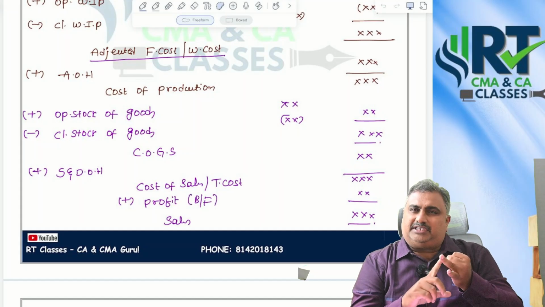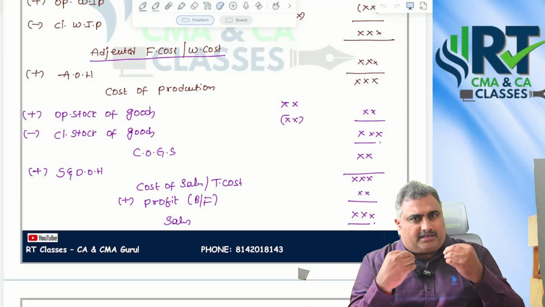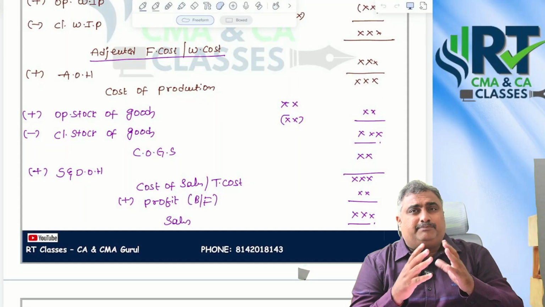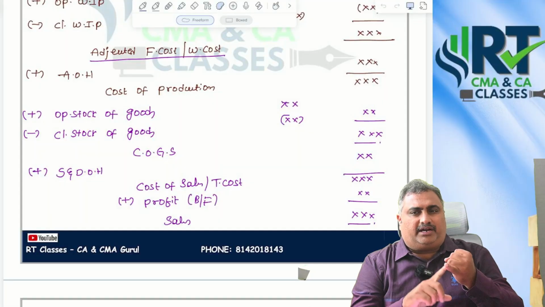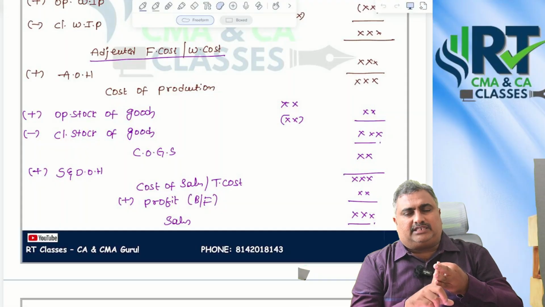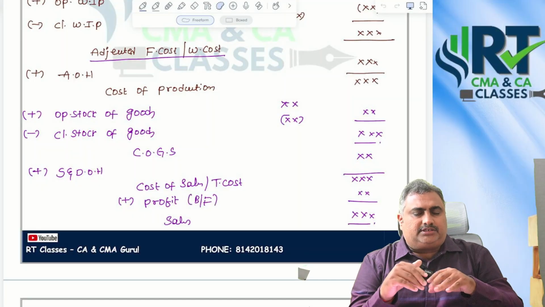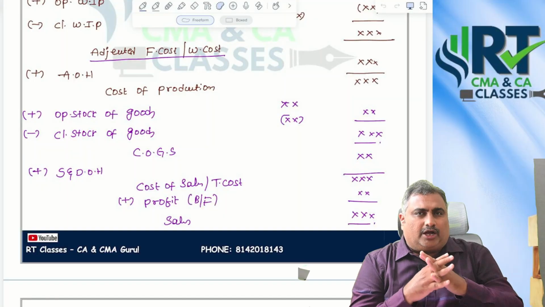Sir, what comes under selling and distribution overheads? Sales promotion, sales traveling, sales commission, advertisement, promotional expenses. If you are incurring product exhibition expenses, secondary packing, these all come under that part. Under distribution: delivery van maintenance, delivery van expenses, delivery van drivers' salaries, these kinds of things come under distribution. Once you add selling and distribution overheads, you are getting cost of sales or total cost.